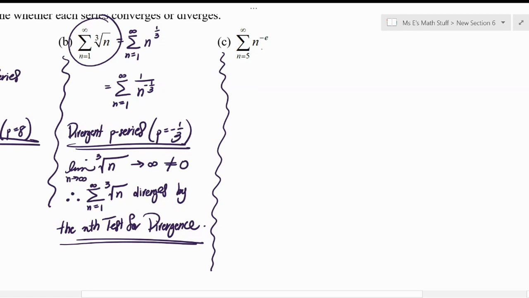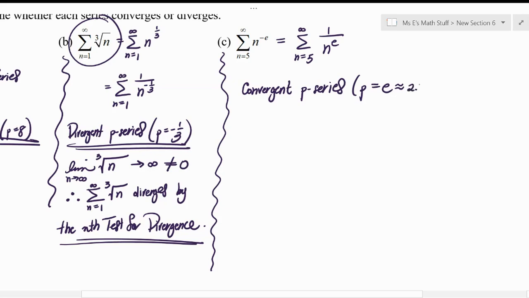Okay, so for part C, let's look at that one. I would probably use a p-series argument for this one. So e is approximately 2.718. And so, would this function rule have terms that go to 0 fast enough? I say yes. And so I would personally say that this is convergent. It's a convergent p-series. In particular, your p-value is equal to e, which is approximately 2.718.